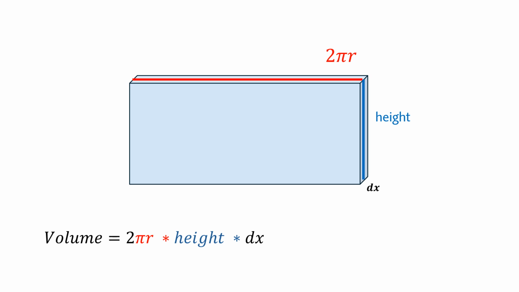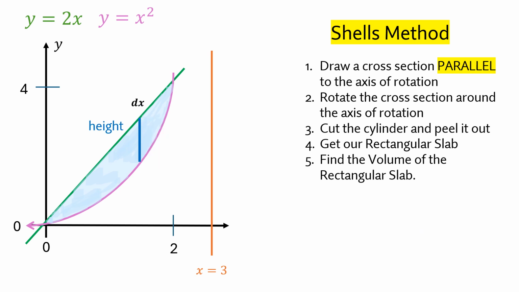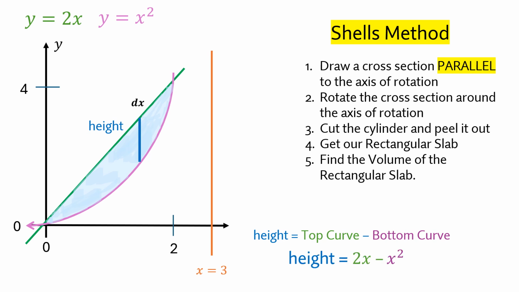So now we only need to find r and the height. So let's first look at the height. So the height corresponds to this length right here. And so the height is going to be the top curve minus the bottom curve. That blue line corresponds to that distance. And so in this case, the height will be 2x minus x squared.